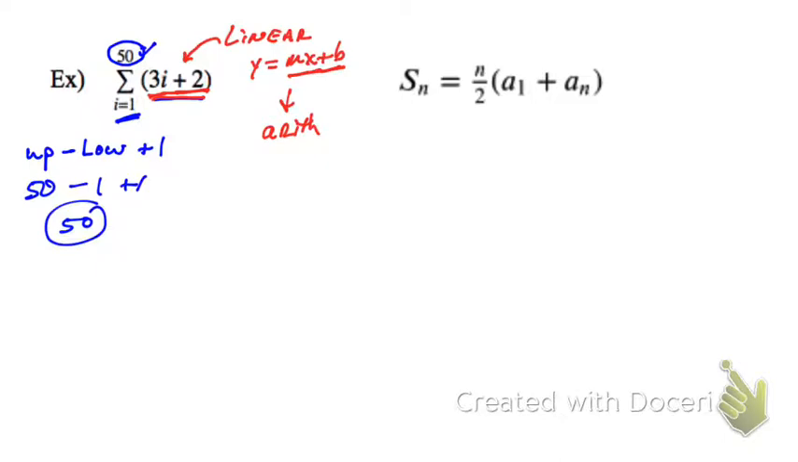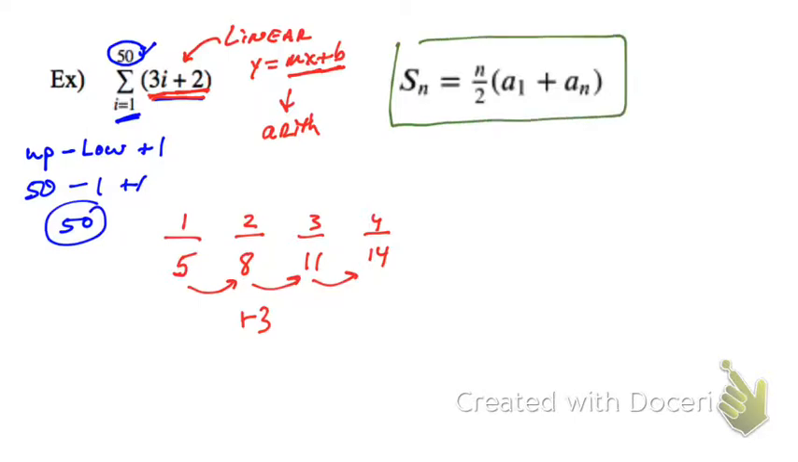Okay? Now, just to show you, I'll plug in a few numbers here and we'll see what happens. When we plug in 1, we get 3 plus 2, we get 5. When we plug in 2, we get 6 plus 2 is 8. When we plug in 3, we get 9 plus 2 is 11. When we plug in 4, we get 12 plus 2 is 14. And we can see here what we're doing. We're adding 3 as we go across the line. So it is arithmetic. Now, why is that important? That means we can use this formula to figure out what we would get when we add them all up.